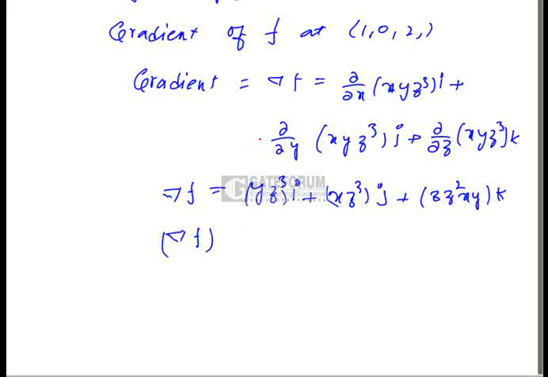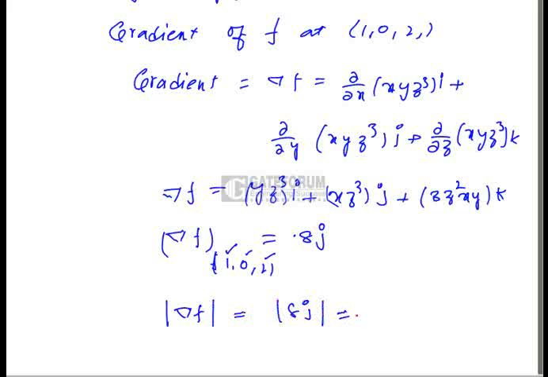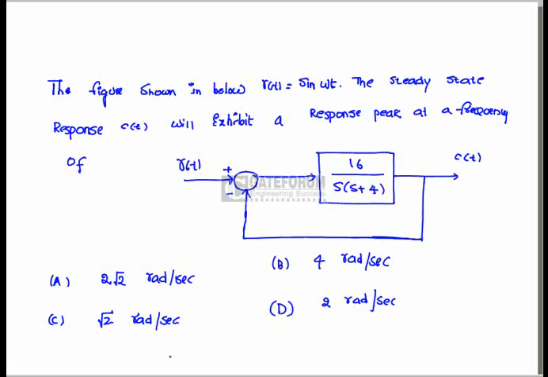Now delta f at 1, 0, 2 will give you 8j. Just substitute the value of x as 1, y as 0 and z as 2. Now gradient is modulus of delta f, which equals modulus of 8j. That is root over 8 square, which is again 8. So the option B.